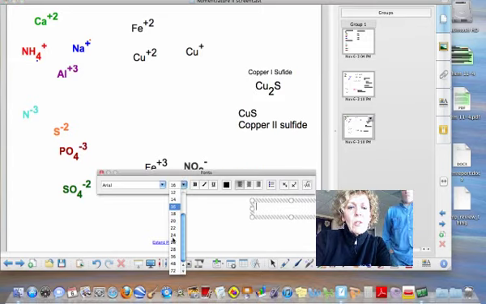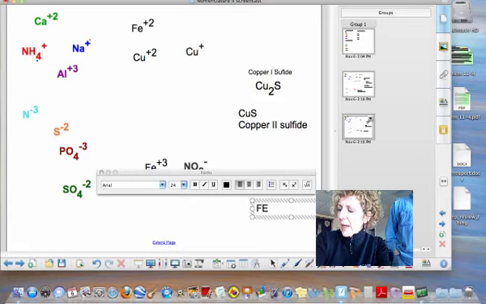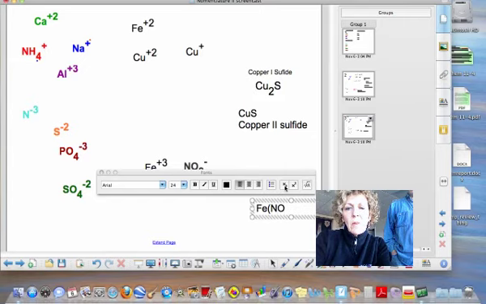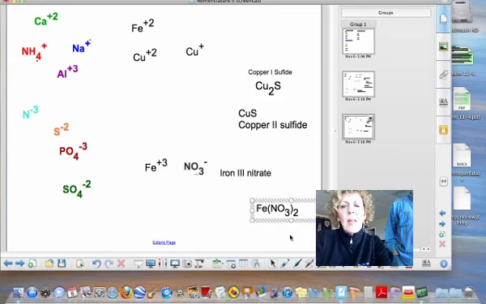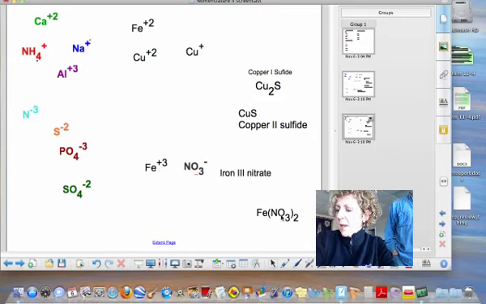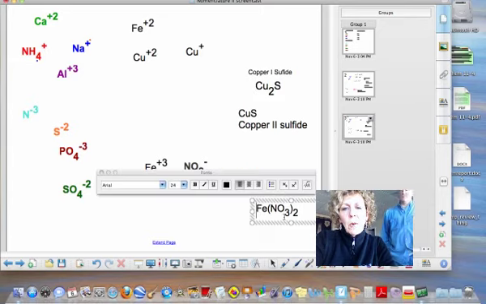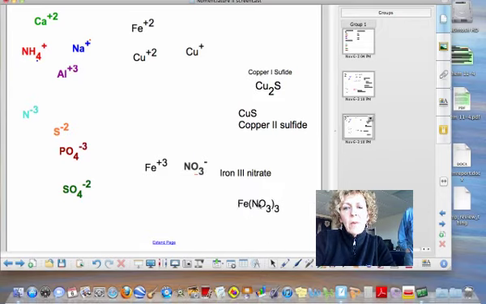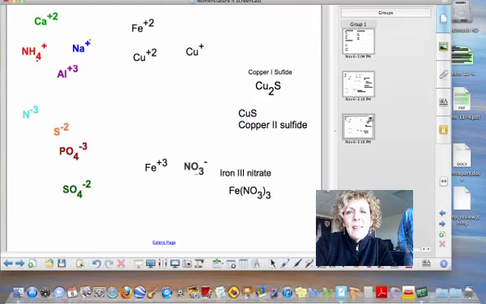So I'm going to do Fe, parentheses NO subscript 3, close parentheses, and I need 3 of these, right? 3 of the whole thing. So this is iron 3 nitrate. And that's how you do that. Good luck practicing. See you in class.